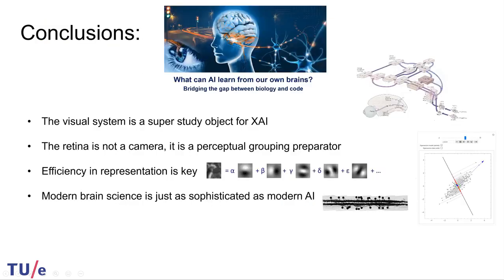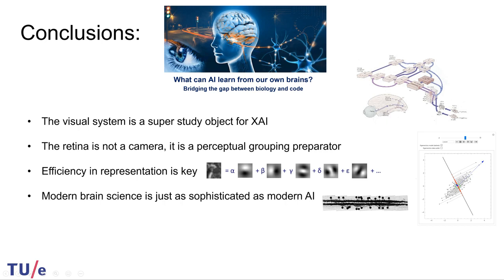I come to my conclusions, and I hope to have given you a little bit of a flavor. I didn't have much time, but I just wanted to give you an introduction to this field. The visual system is a super study object for explainable AI. There is so much known in the literature about the visual system, and also the other way around.